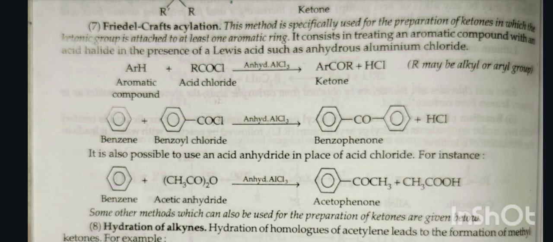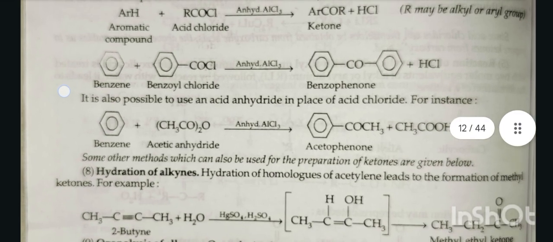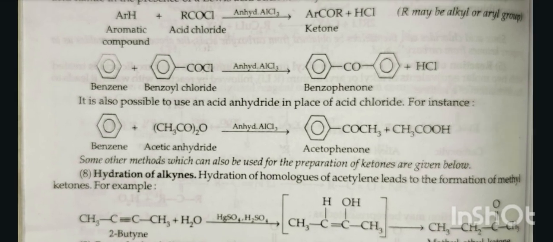Seventh, Friedel-Crafts acylation. This method is specifically used for the preparation of ketones in which the ketonic group is attached to at least one aromatic ring. It consists in treating an aromatic compound with an acid halide in the presence of a Lewis acid such as anhydrous aluminium chloride. Aromatic compound plus acid chloride gives ketone, where R may be any alkyl or aryl group. The reaction takes place in the presence of anhydrous AlCl3.